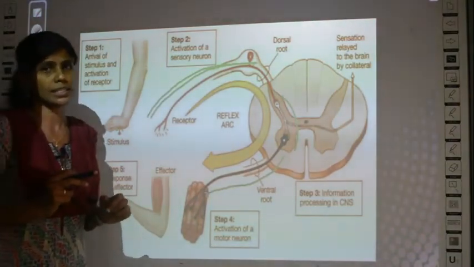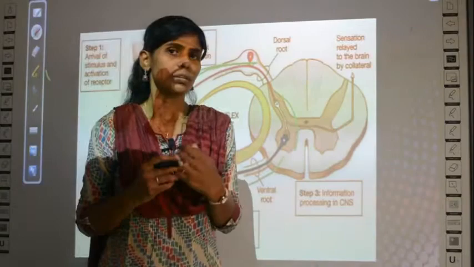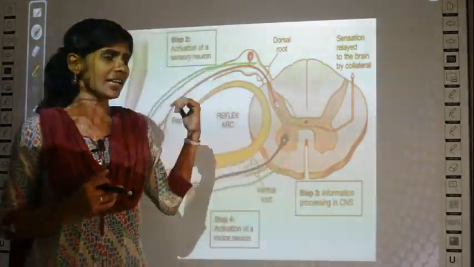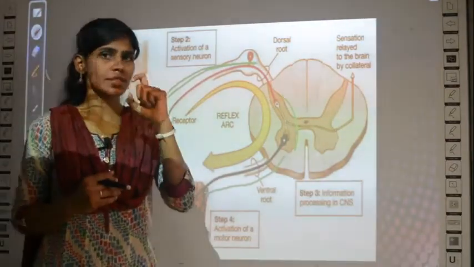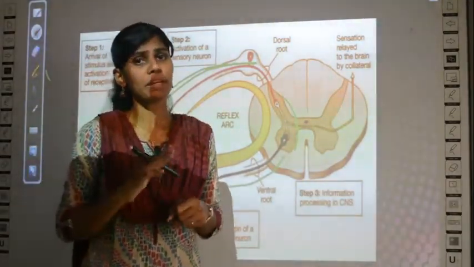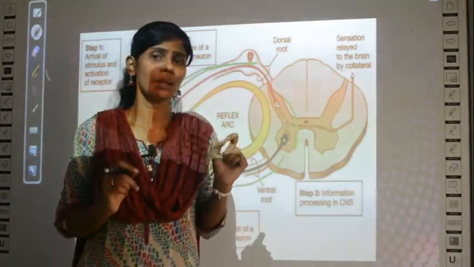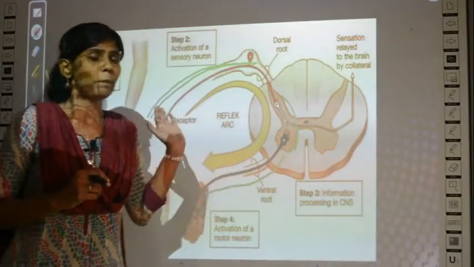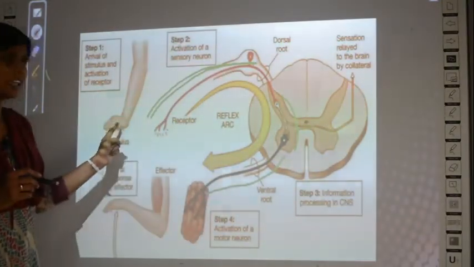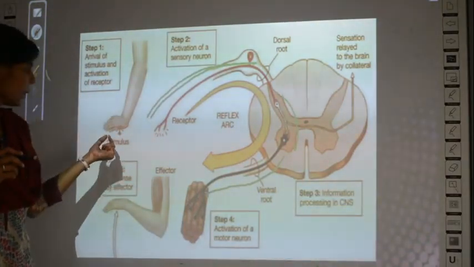In the first step, arrival of the stimulus. What is stimulus? Stimulus means the one which stimulates you, the one which triggers a process. Here, what is the stimulating agent? The pin is the stimulating agent, because as soon as the pin pricks only the person will react, no? So what is stimulating the person to react? The pin is the stimulus here. So the pin pricking the man is the stimulus. So arrival of the stimulus, that is the pin.